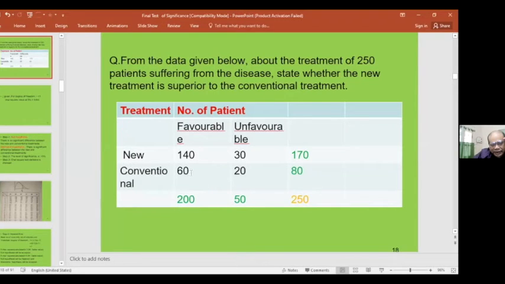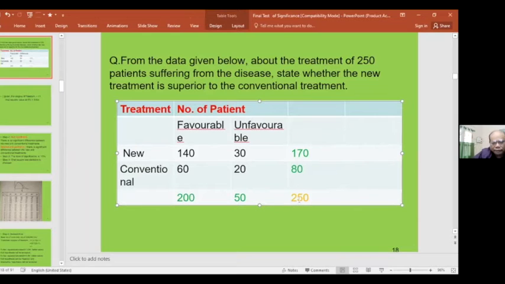For this 60, what will be expected? This total 80, 200 divided by 250. And this is the expected value for this cell. This 20 is the observed value of this particular cell, but what will be expected? This total divided by grand total. Row total, column total by row total divided by the grand total. This will give you the expected value.